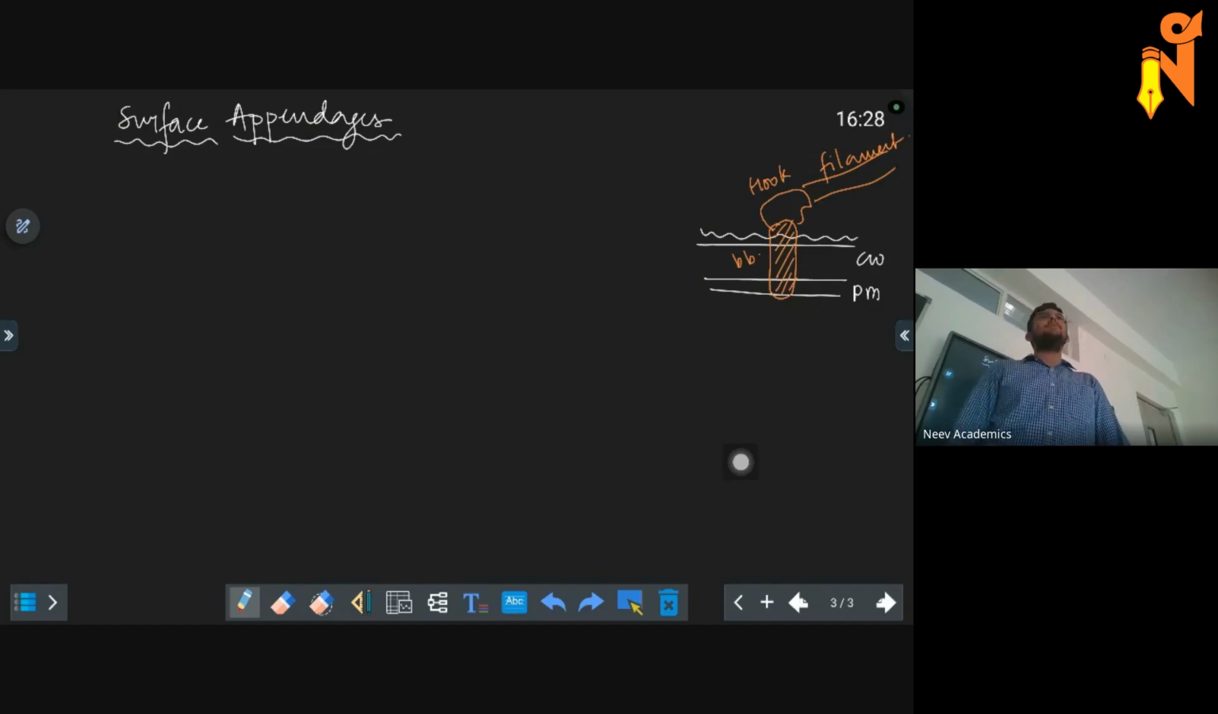Third structure is fimbriae. You have seen a toothbrush. A toothbrush has small bristles. That same structure is fimbriae. Fimbriae are small bristles present over the cell wall of bacteria, and these bristles help in adhesion of the bacterial cell. Whether it is a wall or a rock, the bacterial cell gets adhered to the rock, wall, or substratum with these fimbriae.